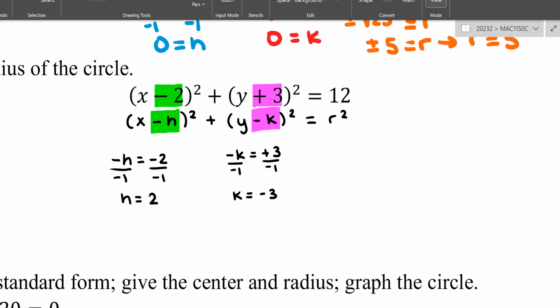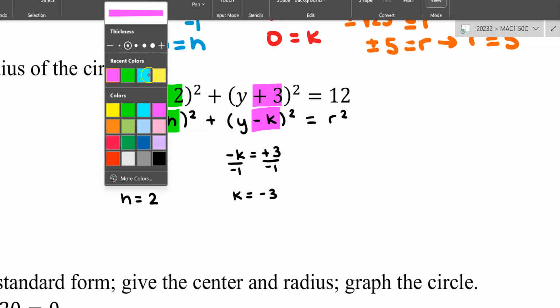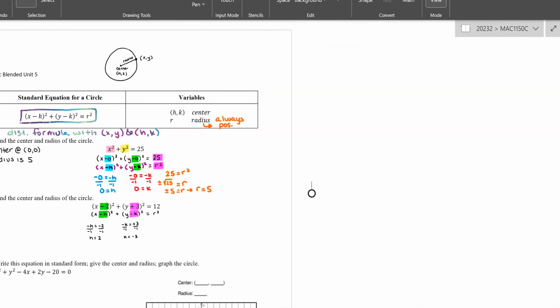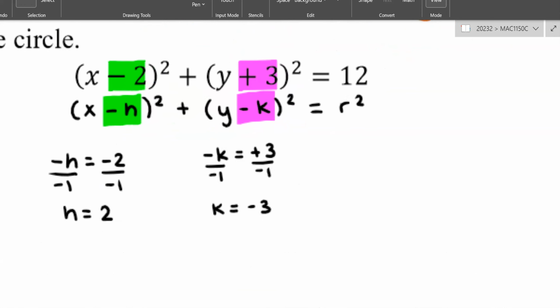And then lastly, we're going to equate, oh no, I lost my whole thing. I'm going to equate positive 12 and r squared.